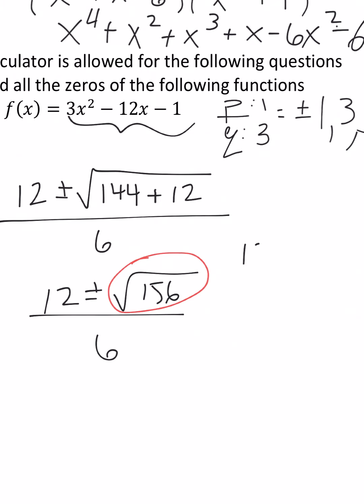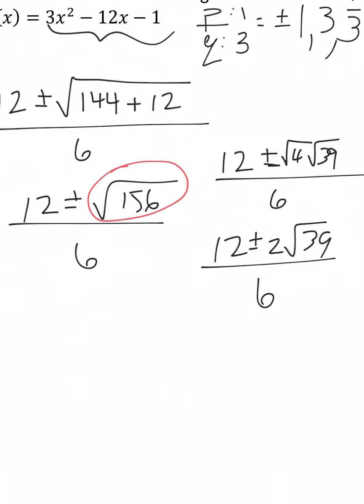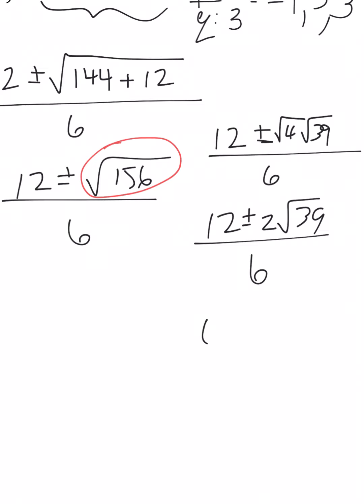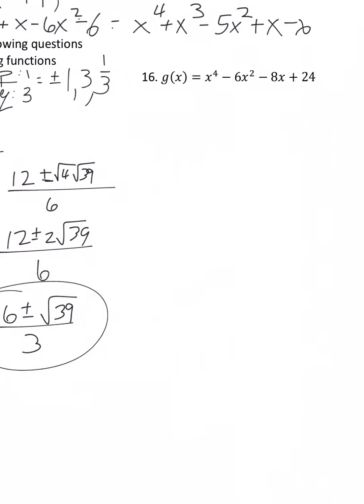But we can reduce that by square root of 4. So that would be the square root of 4 and 39 over 6. So 12 plus or minus 2 root 39 over 6. All the whole numbers are divisible by 2, so we're going to make this 6 plus or minus the square root of 39 over 3. And that's the simplest version I can state for these roots.